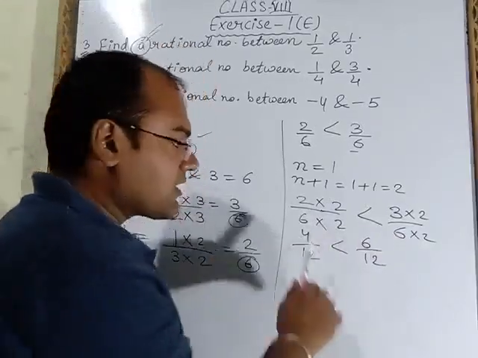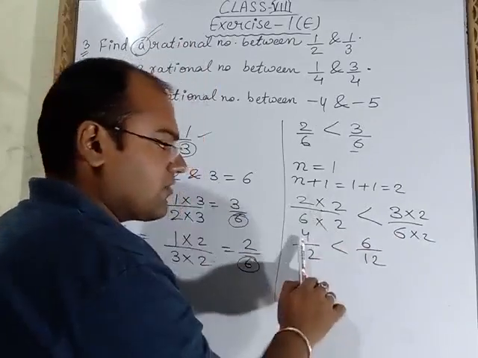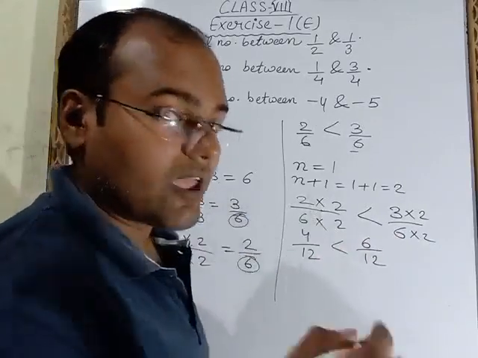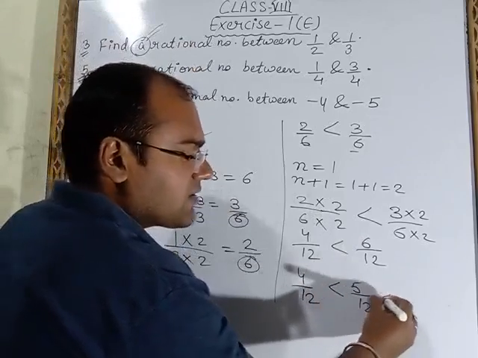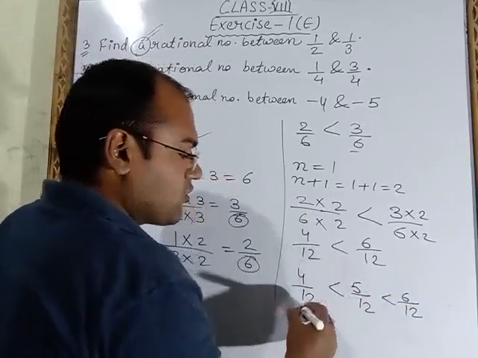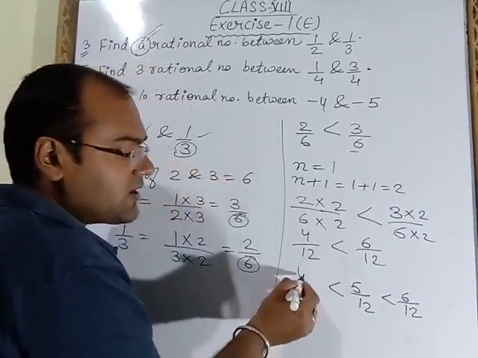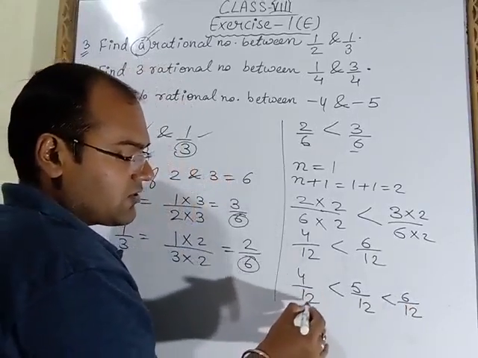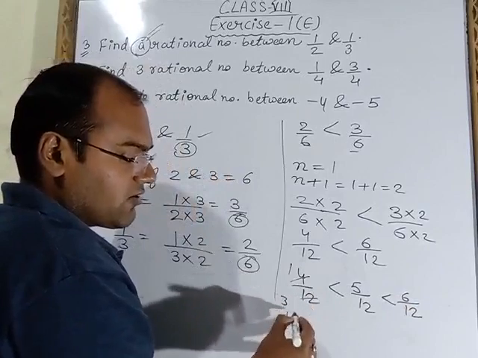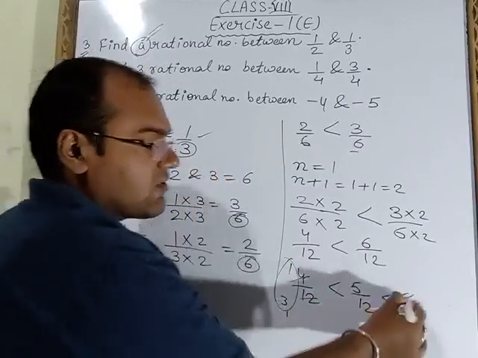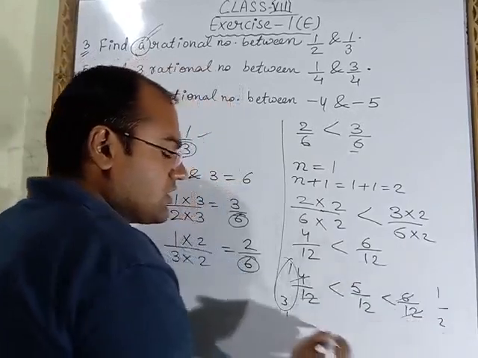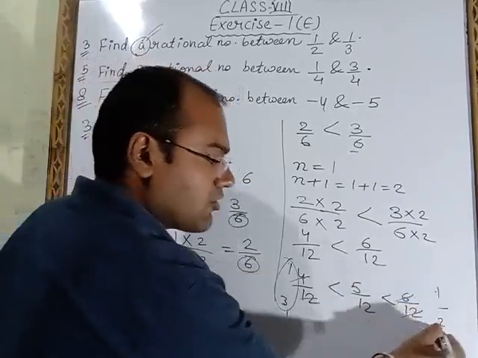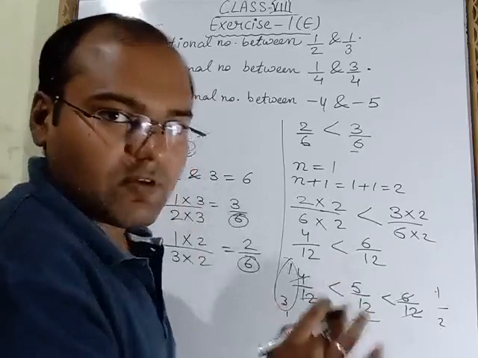The denominators are the same, and in the numerators 4 and 6 are written. Between 4 and 6 which number is coming? 5. So we have 4 upon 12, 5 upon 12 and 6 upon 12. If we cancel, 4 ones are 4, 4 threes are 12, we get 1 upon 3. If we cancel, 6 ones are 6, 6 twos are 12, we get 1 upon 2. So between 1 upon 3 and 1 upon 2, we get one rational number, 5 upon 12.